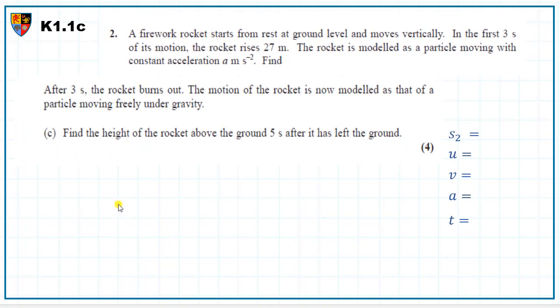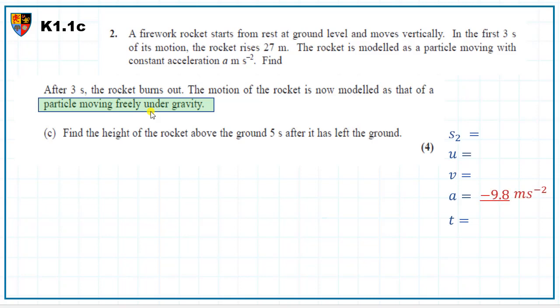Now, so far, and this is a bit of a curveball, they've added a new sentence here. They said after 3 seconds, because for part A and part B, we were only dealing with what happened to the rocket in the first 3 seconds. Now the story goes that, well, after 3 seconds, the rocket burns out. Uh-oh, nothing's pushing that rocket up anymore. It has to rely on what juice it has already, shall we say. It's now moving freely under gravity.